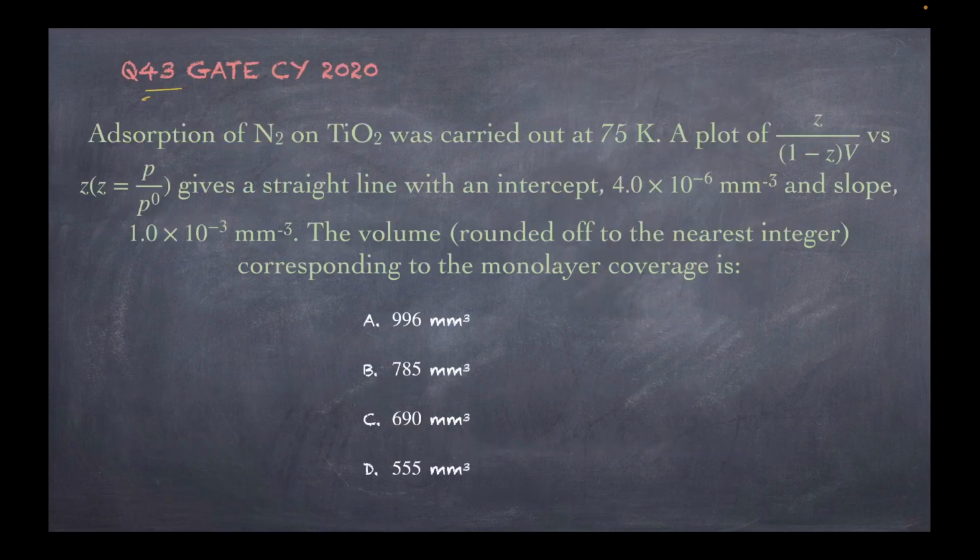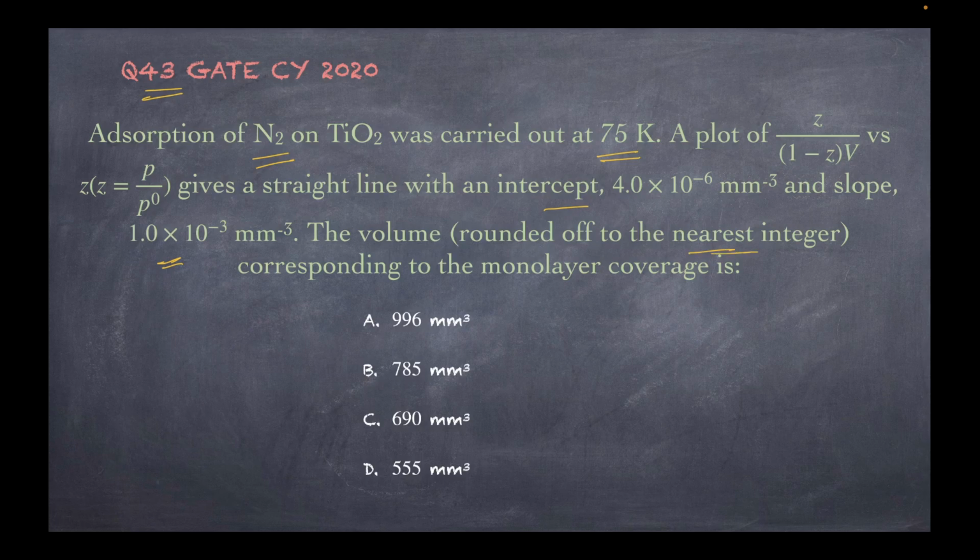So this is question number 43 from the 2020 paper, and the question is about the adsorption of a gas on a solid surface. Adsorption of N2 gas on TiO2 surface was carried out at 75 Kelvin. A plot of Z divided by (1 minus Z) times V versus Z, where Z is P divided by P0, gives a straight line with an intercept of 4.0 times 10 to the power minus 6 millimeter minus cube, and the slope is 1.0 times 10 to the power minus 3. We have to find the volume corresponding to the monolayer coverage, rounded up to the nearest integer.